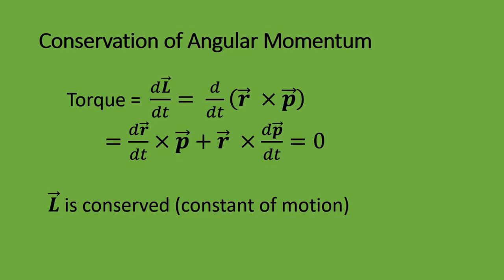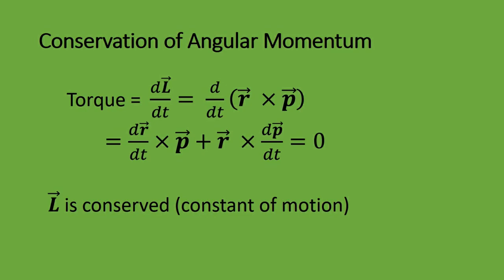Now let's look at the second term. R vector cross the derivative of linear momentum with respect to time. Remember that the derivative of linear momentum with respect to time is just the force, according to Newton's second law. But the force of gravity is in the same direction as R vector. They are parallel, so R vector and the force are in the same direction, and so the cross product is 0.